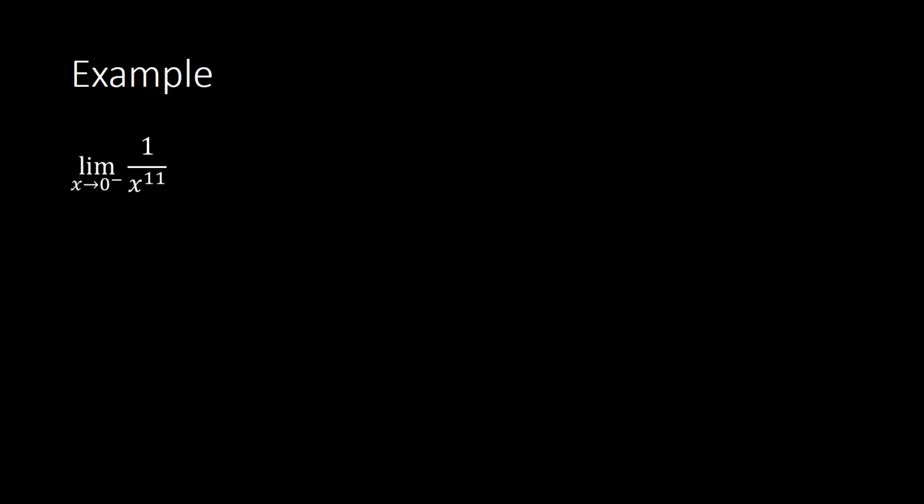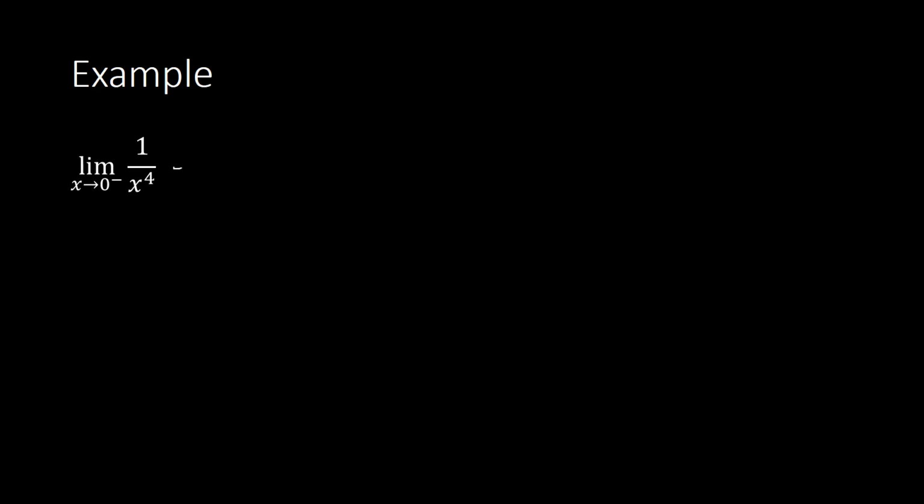Next, we have here the limit of 1 over x to the power of 11 as x approaches 0 coming from the left side. This is odd. So that means this is a negative infinity because that is coming from the left side.